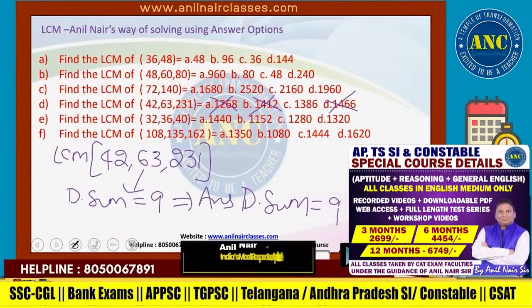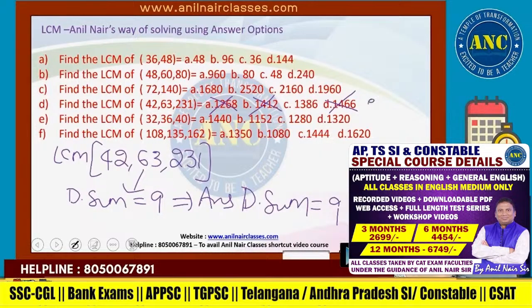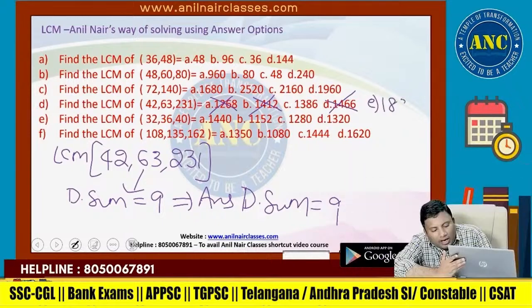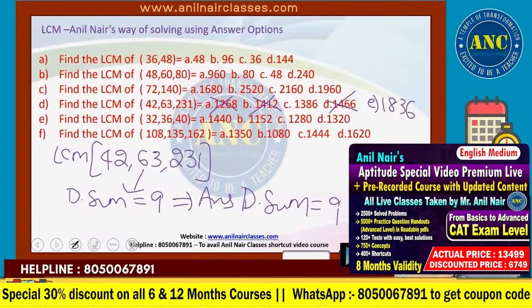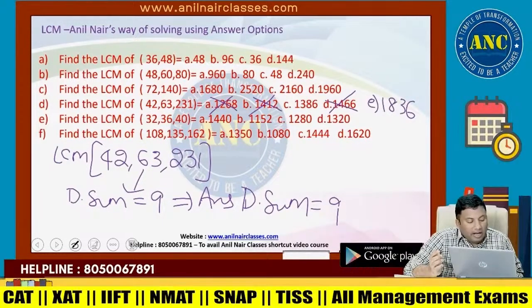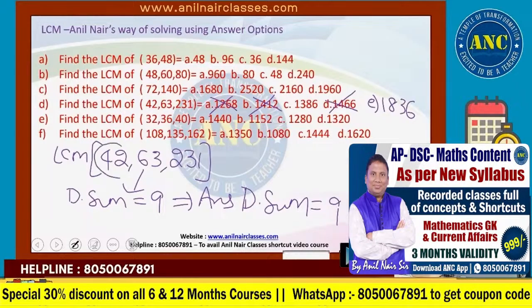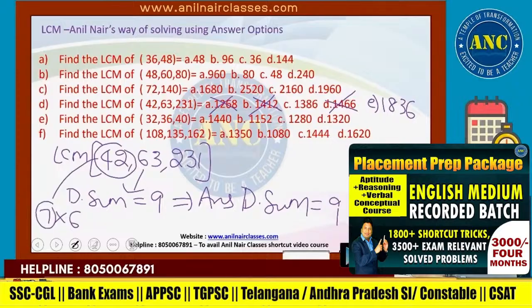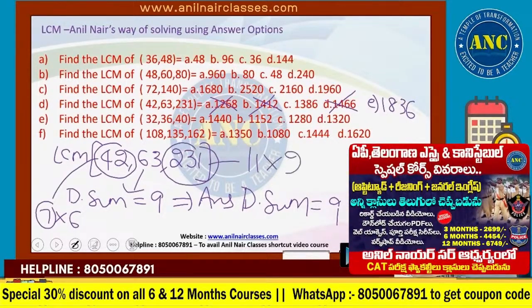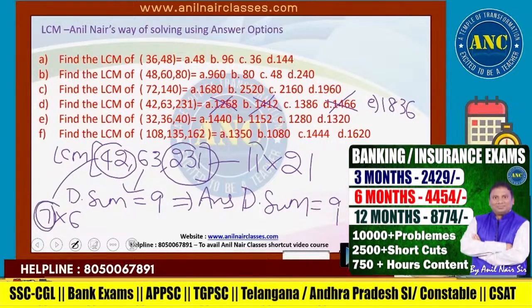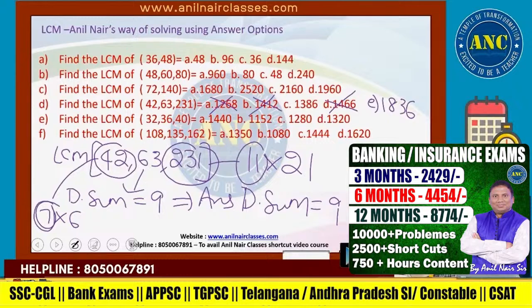Third option is right. Suppose if there is one more option, 1836. Digital sum is also 9. Then what should we do? 42 is 7 into 6. Answer is divisible by 7. Or you can take 231. 231 is 11 into 21. Answer should be divisible by 7 and divisible by 11.